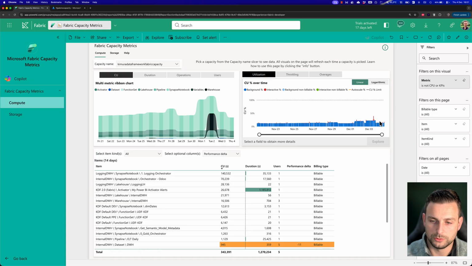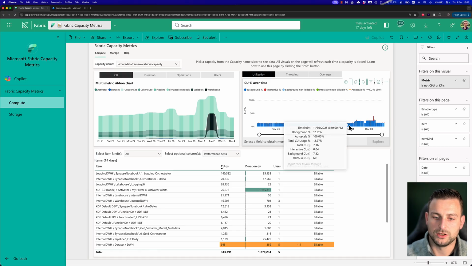So mind you, if we hover over one of these bars, we can see that in here actually we have 60 compute unit seconds, or CUS. It's the last line that we see here. That is the 100% line. Why is it 60? We have an F2 capacity in this case, so it's the smallest capacity that we have, and an F2 capacity gives us 2 compute units. These 2 compute units give us 2 compute unit seconds per second, right? It's 2 multiplied by 1.